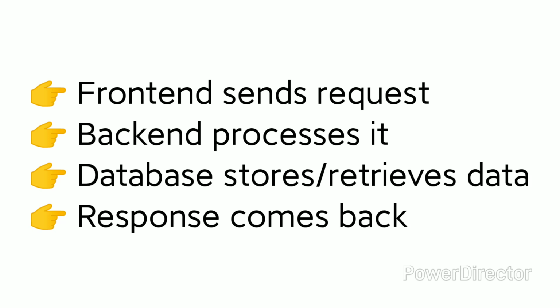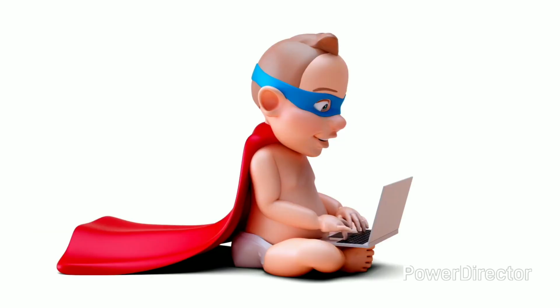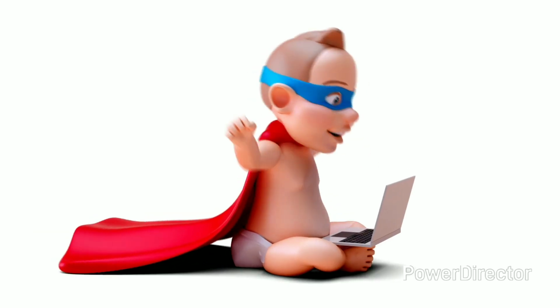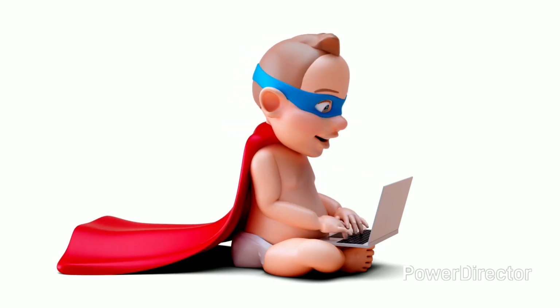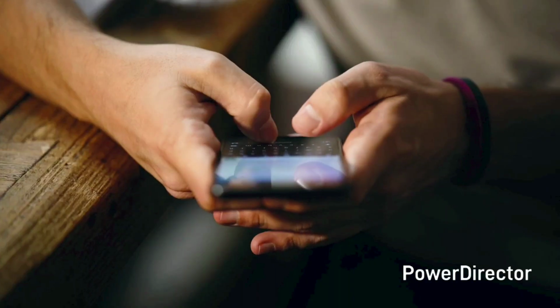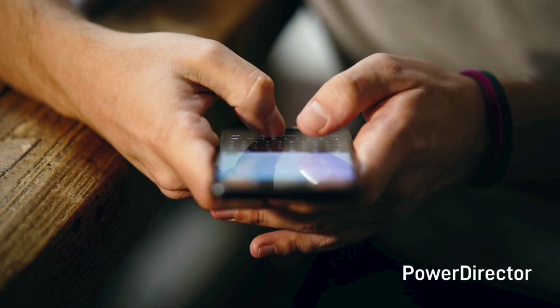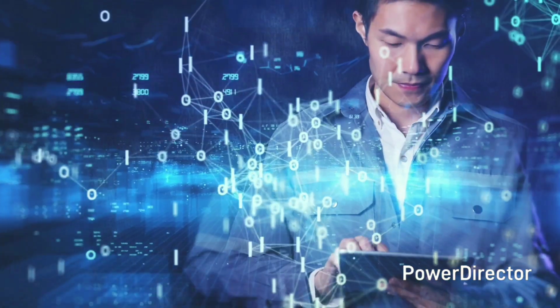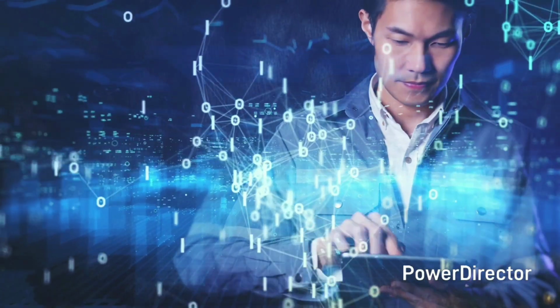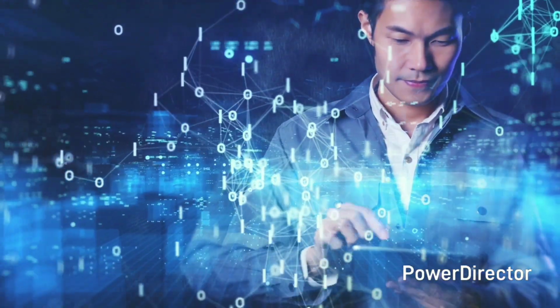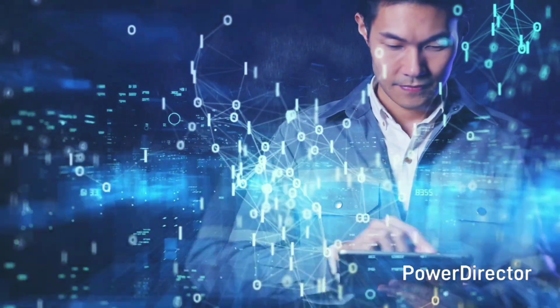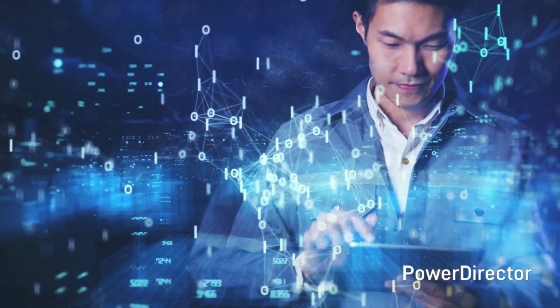Here is the full process. 1. Idea. 2. Planning. 3. Design. 4. Front end. 5. Back end. 6. Database. 7. Testing. 8. Deployment. 9. Maintenance. That's how apps are built. Now you understand how apps are built from scratch, what happens behind every tap, and how everything connects.